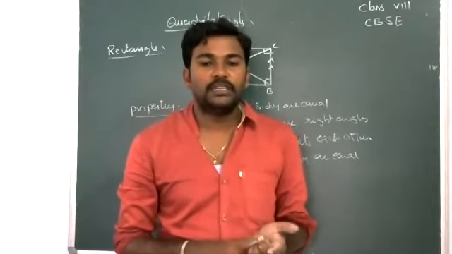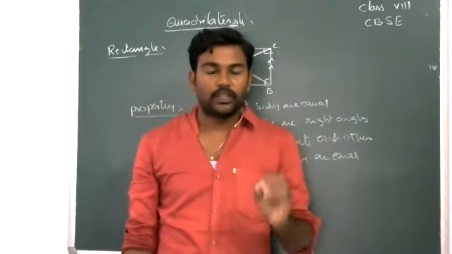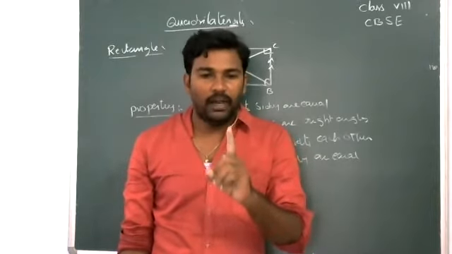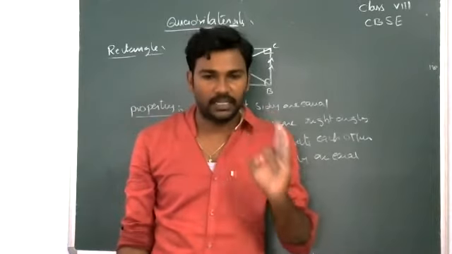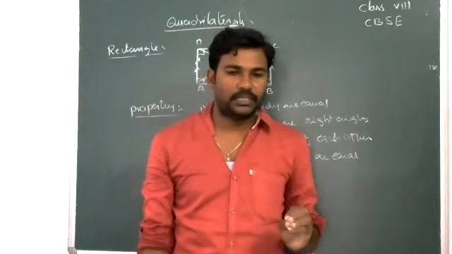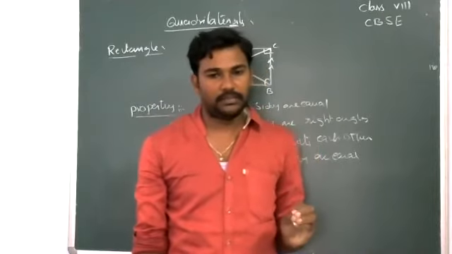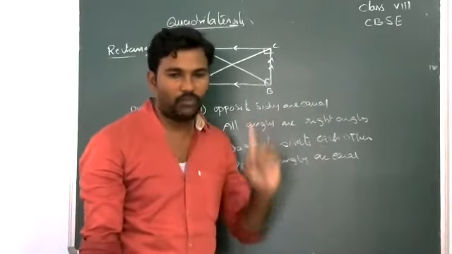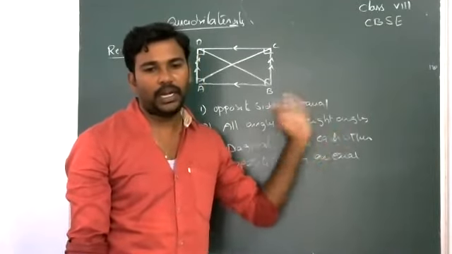So what is the major difference between a parallelogram and a rectangle? There is only one difference: in a rectangle all angles are right angles, but in a parallelogram all angles are not right angles. That is the major difference. Is it clear? That is the only main difference. The remaining properties are all the same.